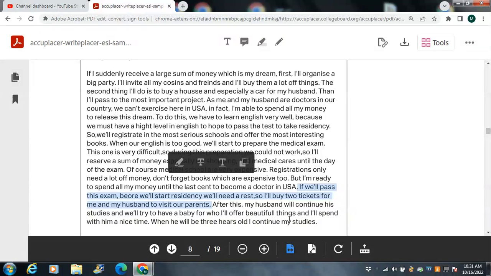But that said, right, writers, there are too many different ideas. So we go from passing an exam, starting residency, needing rest, buying 2 tickets, and visiting parents. So if you think about it, those are 5 different ideas. And those 5 ideas are trapped in one sentence. That is not what you want to do, right, writers? You want to just focus again on one idea or 2 ideas and then move on.